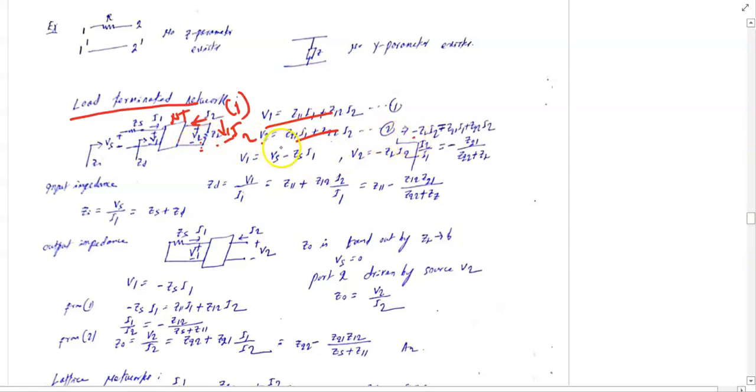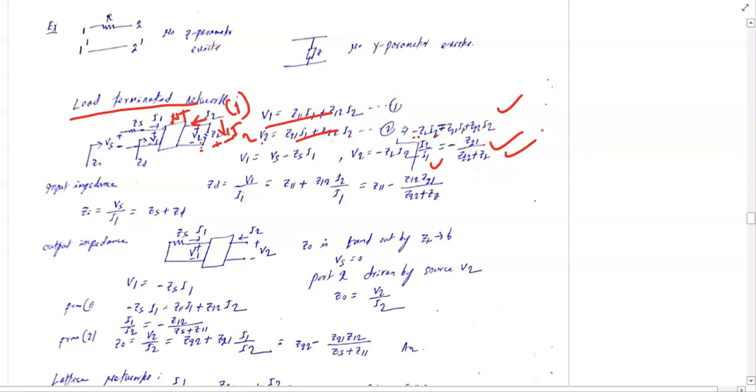So V2 is equal to minus GL, that is a load, not the parameters, that is a load impedance, and I2 is GL minus I2. From this you can find out I2 upon I1. From this you can find the ratio, because this is I2, so minus I2 upon I1 is equal to minus G21 upon G22 plus GL.